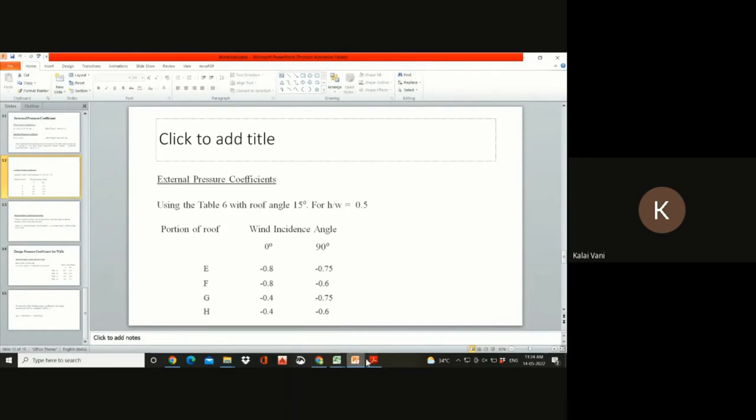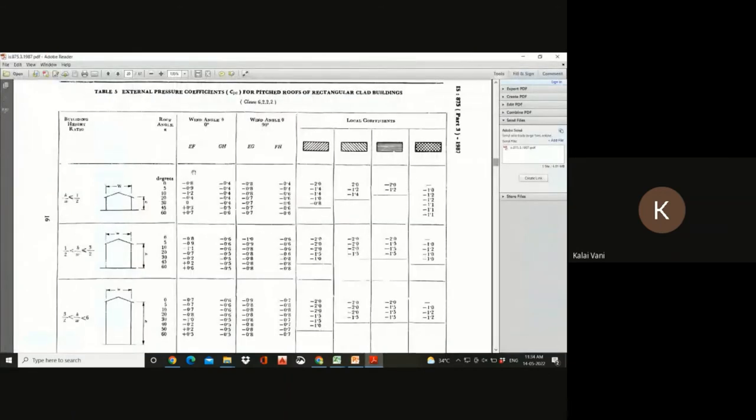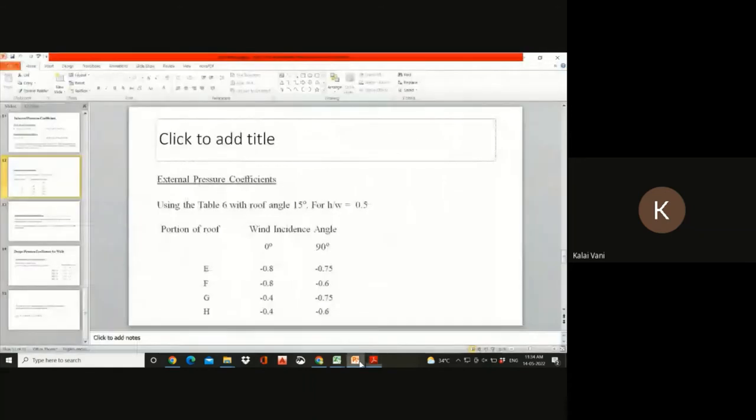And for G and H, we need to calculate now. For G, H, for the height to width ratio of 0.5 and for the roof angle of 15 degree, your G and H is minus 0.4. Maximum, all the values are around 0.4. So both G and H are minus 0.4. And this is for 90 degree.